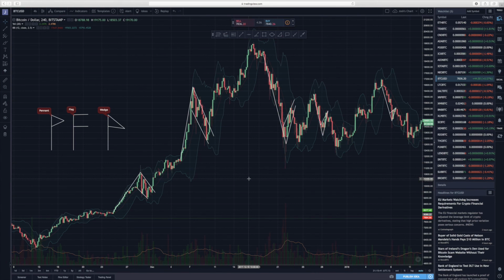It's a continuation formation, so it's gonna follow that trend that it was on before it did the little consolidation in these areas. So remember that. Also remember that you need to have a strong flagpole. If you don't have a strong flagpole, it's probably not gonna do what you're expecting it to do. Also, it doesn't happen every time, but more often than not, more likely than not, you're gonna see that continuation pattern happen. But yeah, that's pennants, flags, and wedges.